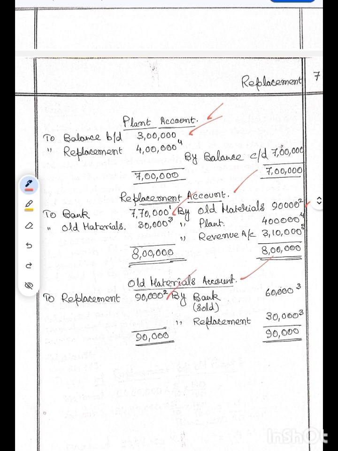Thereafter, out of that 90,000 we sold 60,000, so bank 60,000 and replacement account 30,000, that we utilized in the material. So this is entry number 3. Next, our amount to be capitalized, that means we transferred 4 lakh rupees to our plant account, so plant account debit to replacement. And at last our revenue account, the amount charged to revenue, that is 3,10,000, that is our 5th entry.